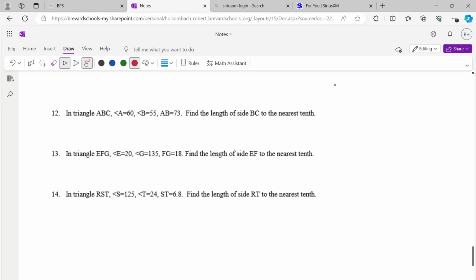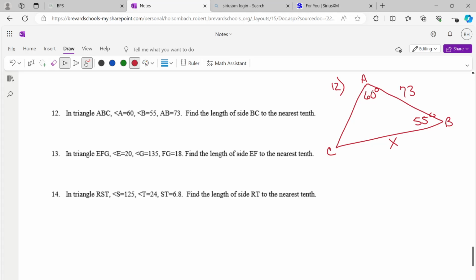All right, problem number 12. In triangle ABC, here's triangle ABC. Angle A is 60. Angle B is 55. AB is 73. Find the length of side BC. All right, so this is what you did yesterday. Nearest 10th, nearest 10th, nearest 10th.